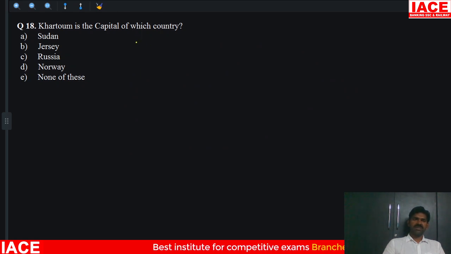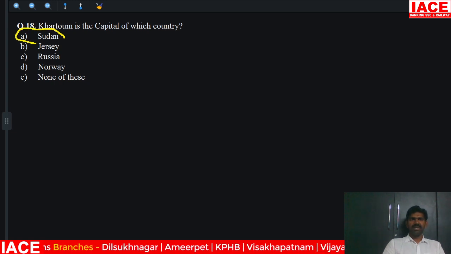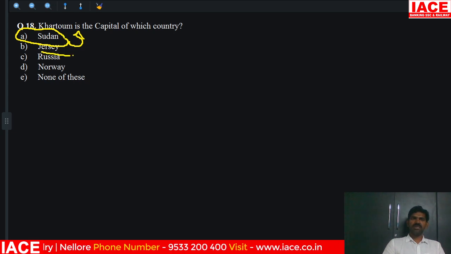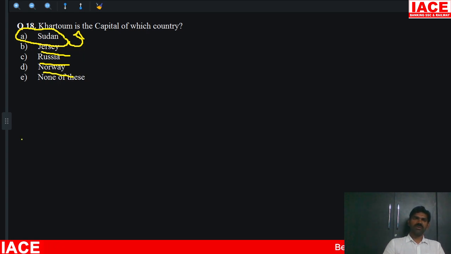Khartoum is the capital of which country? One of the most hunger-prone countries and one of the most peaceless countries in the world, Sudan. So, Sudan's capital is nothing but Khartoum. Okay. Jersey, we already spoke about this, Libreville or something. And we spoke about Russia, Moscow, okay, Norway, Oslo. So these are the capitals of these countries.